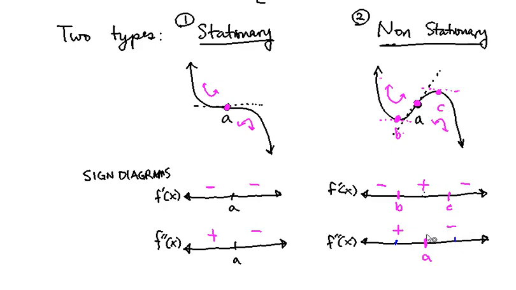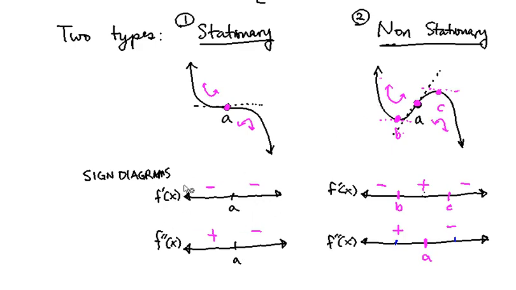Okay, so what do you notice about both of these two types of points of inflection? What's common about these two points of inflection? They both have a change in curvature. Okay, and what's different about these two situations?